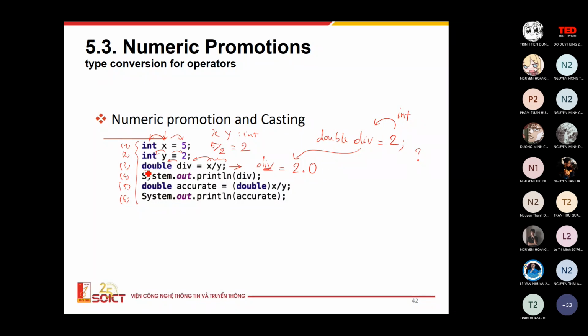Okay, casting. So in just one command, you have numeric promotion plus casting. But this is implicit casting. You have two operations in one command.